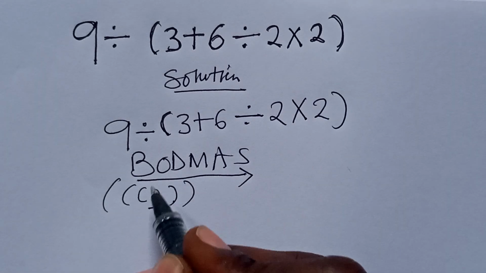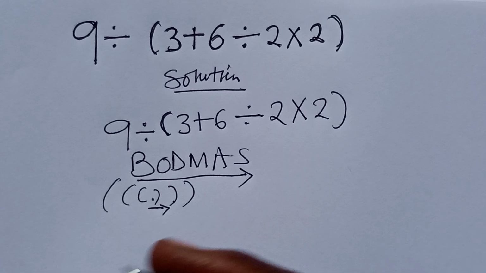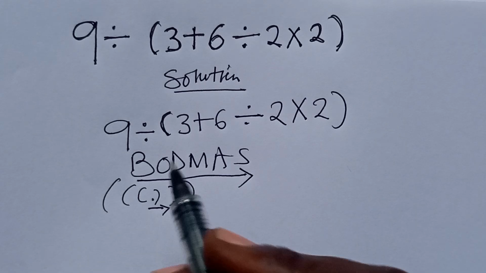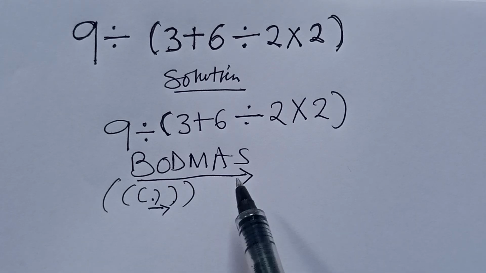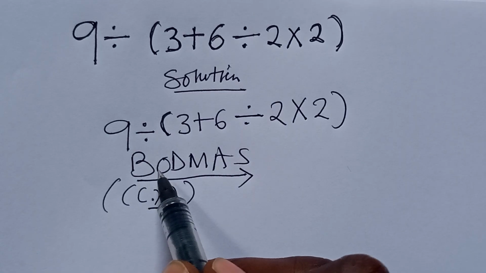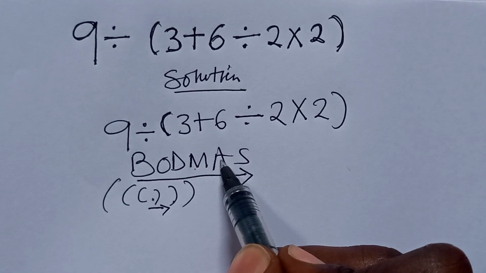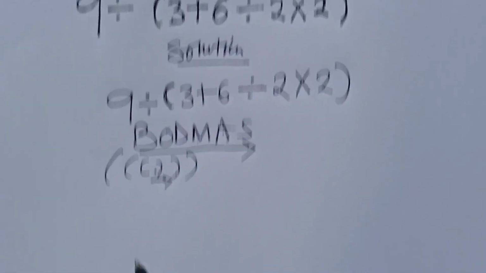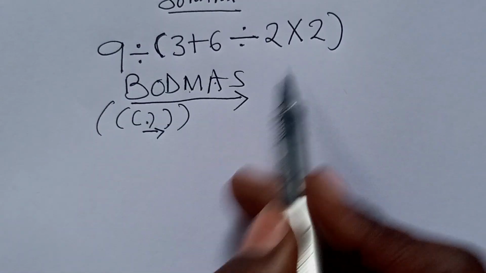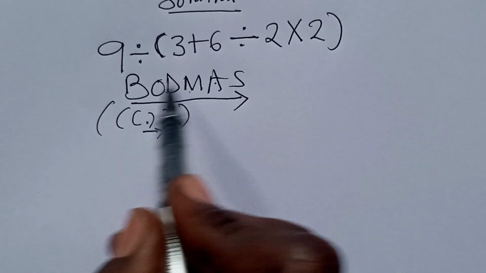And for O, order, these are your exponents, that is squared, cubed, all these are your exponents, that you will approach before you solve any other operation. So you start from your bracket, the order, which is your exponent, then division, multiplication, addition, subtraction. But in this case, we have brackets first, so we have to treat brackets. And in that bracket, we have to still follow BODMAS.